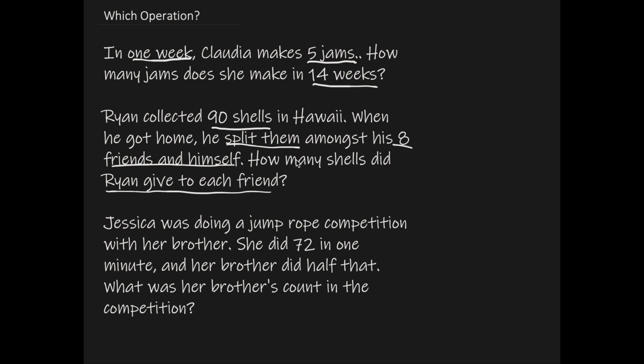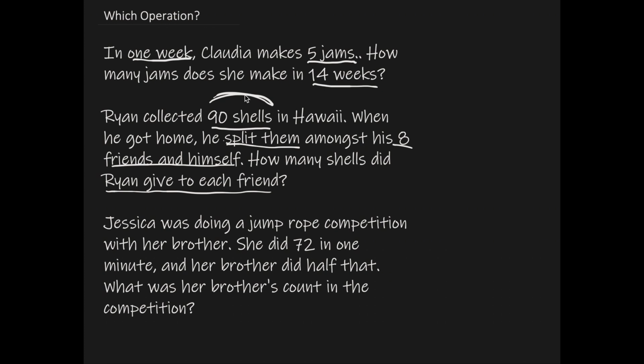Okay, so assuming that you paused the video and gave it a go, now I'm going to check it. He split them, right? In order to split something, you have to have a total, right? And that total is 90 shells. Since you're splitting them, that's a keyword showing us that it's division, because if you're splitting them, it's equal groups. Okay? So looks like we're doing division.